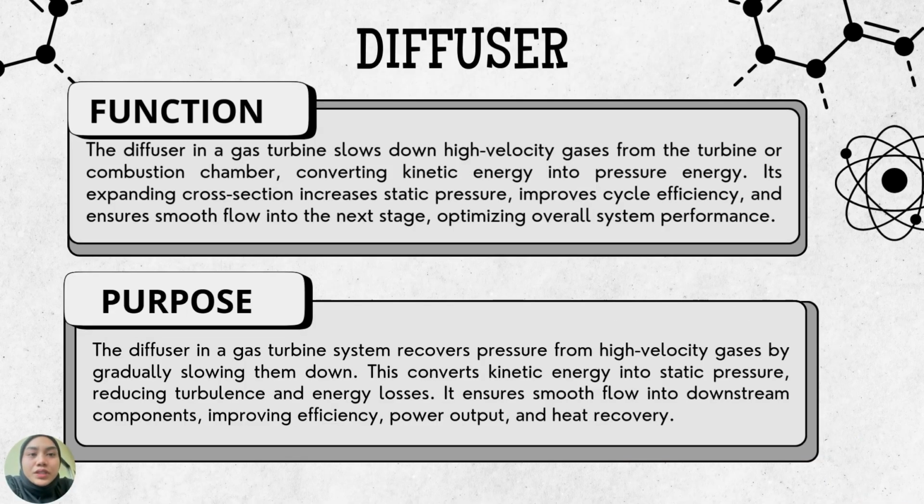The function of a diffuser in a gas turbine is to slow down the high-velocity gases from the turbine or combustion chamber. It also converts kinetic energy into pressure energy. Its expanding cross-section increases static pressure. It also improves cycle efficiency and ensures smooth flow into the next stage, optimizing overall system performance. The purpose of a diffuser in a gas turbine system is to recover pressure from high-velocity gases by slowing them down.